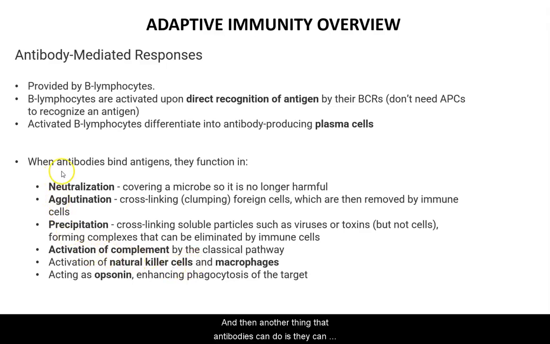And then another thing that antibodies can do is they can act as an opsonin. All an opsonin is, basically, is a molecular tag. So if you see a pathogen that you want your immune system to eat up, to phagocytose, your B cells might tag that pathogen with antibodies, and that's going to make it easier for the phagocytes to grab hold of that pathogen and engulf it.